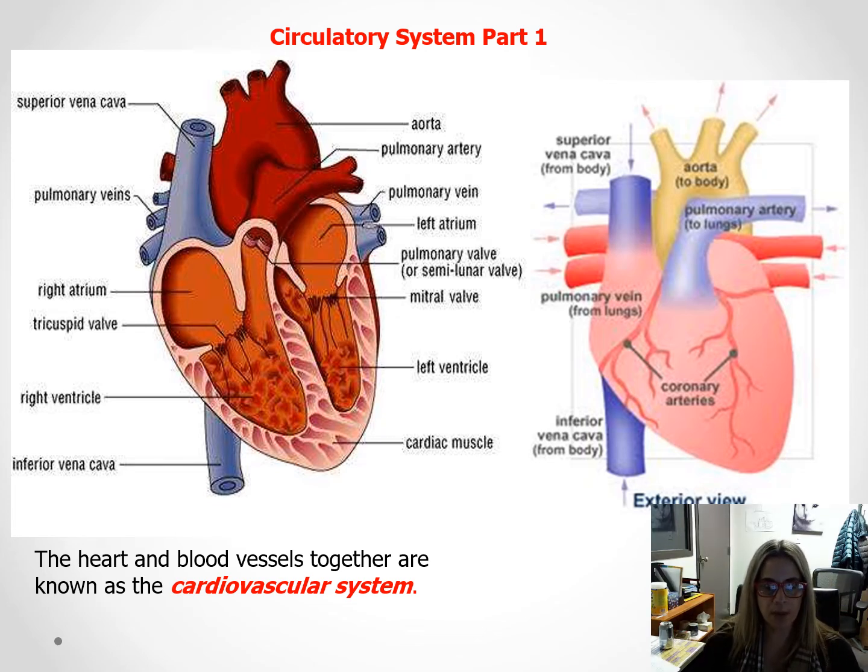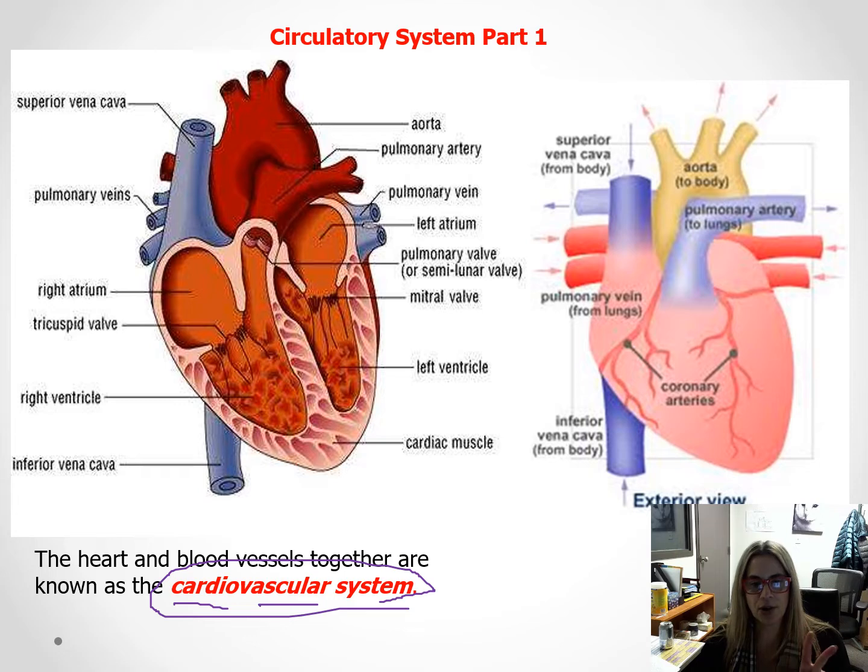Okay, so let's talk about the circulatory system and the cardiovascular system. First of all, the term cardiovascular system applies to the heart and the vessels of the system together. Cardio always refers to the heart, and vascular refers to the vessels. So we have the veins, we have the arteries, and we have the capillaries. Those three vessels together make up the vascular part of the cardiovascular system.